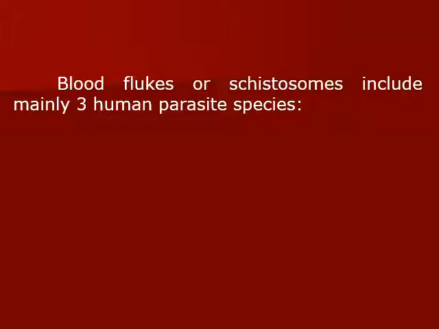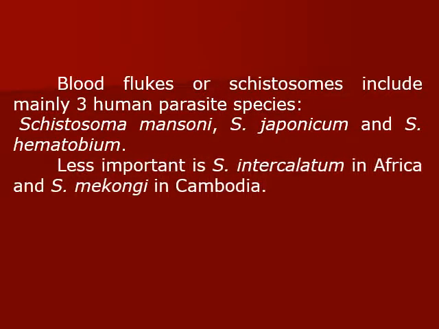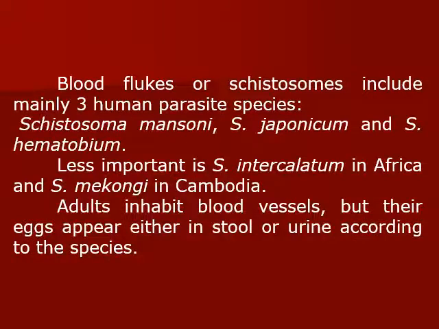Blood flukes or schistosomes include mainly three human parasite species, which are Schistosoma mansoni, Schistosoma japonicum, and Schistosoma haematobium. Less important is Schistosoma intercalatum in Africa and Schistosoma mekongi in Cambodia in the Far East. The adults inhabit blood vessels, but their eggs appear either in stool or in urine according to the species.